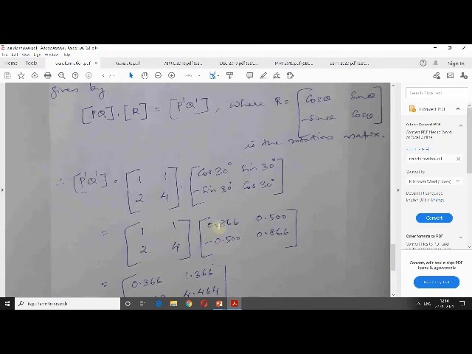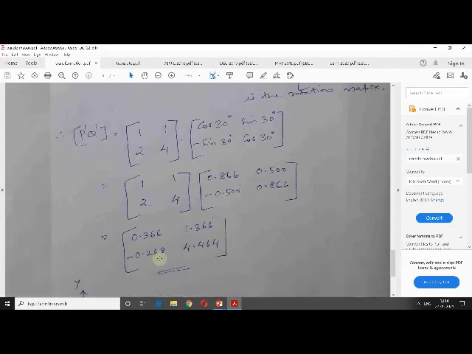Then 2 into 0.866 minus 4 into 0.5, that is minus 0.268. Then we have 1 into 0.5 plus 1 into 0.866, that is 1.366, and 2 into 0.5 plus 4 into 0.866, that is 4.464. So these are the new coordinates P dash Q dash, x1 dash, y1 dash and x2 dash, y2 dash.